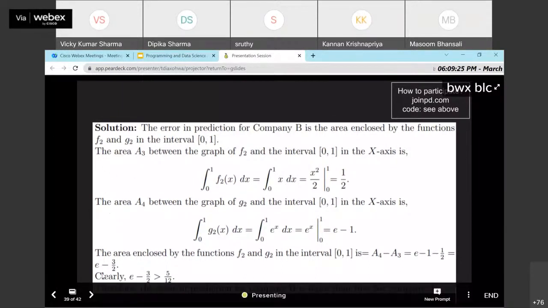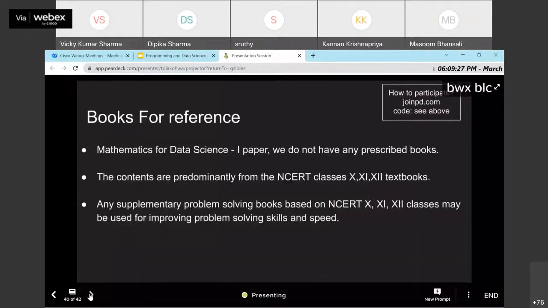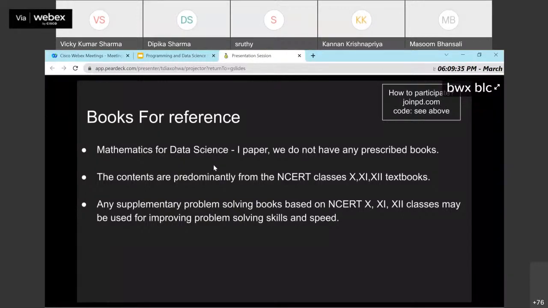I think you should not have doubt here. So let's go with the other things, what is to be done. Generally, you tend to ask what is the book for reference, and I just wanted to give you an answer. There is basically no book for reference for Mathematics for Data Science 1.